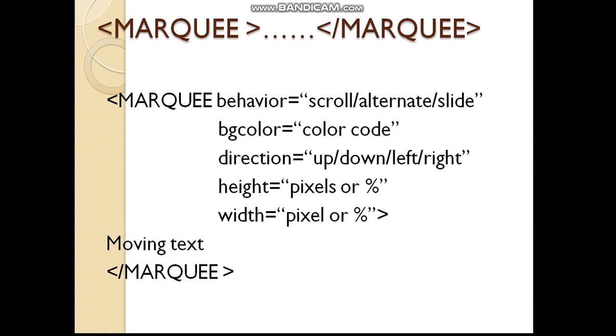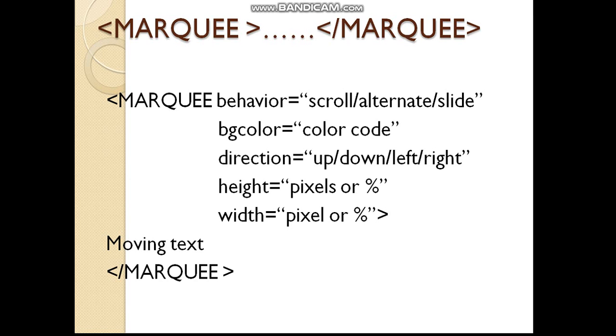How do we start? Hash, then the 6 digit hexadecimal code. Direction, you have to write up, down, left or right, any one. Height of your Marquee text in pixels or percentage, width of your Marquee tag in pixels or percentage. Then you have to write the text which you want to move. So the moving text you have to write and then /Marquee.